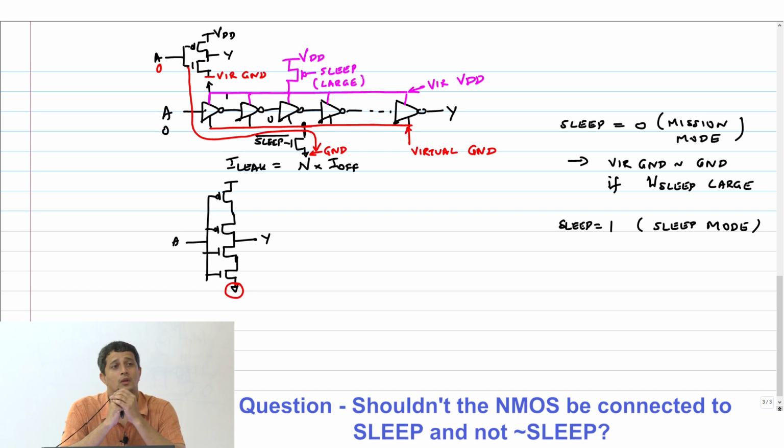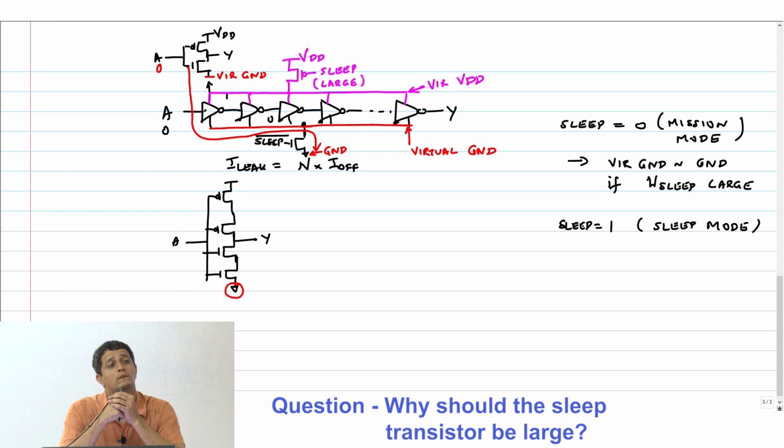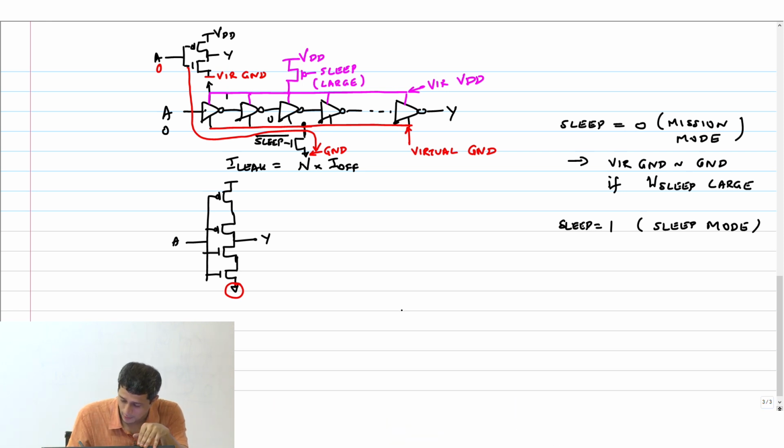Why? Because when sleep equals 0, I want it to be in mission mode. That means the PMOS should turn on. Correct? When sleep equals 1, it should be off. Why should it be large? Okay. So now let us look at what is going to happen in my mission mode.